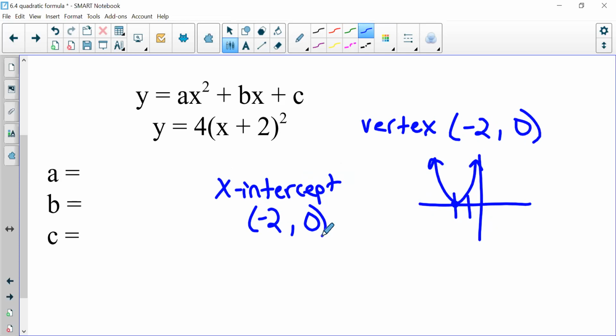However, if we didn't notice that, what we would have to do is FOIL this, get it into standard form, and then do the quadratic formula. So you should try to notice. Does anybody want me to still keep going with that one?